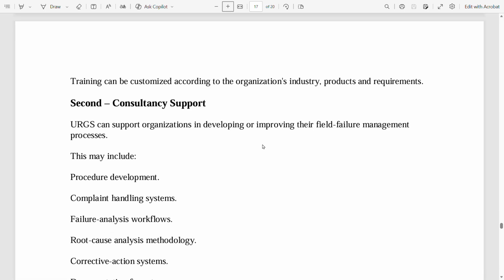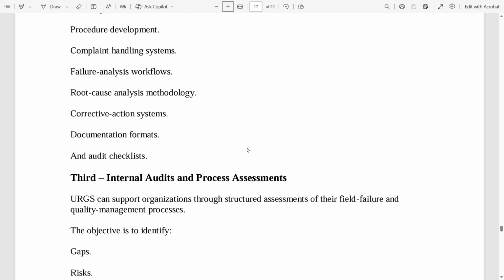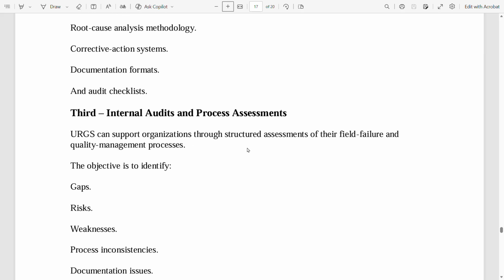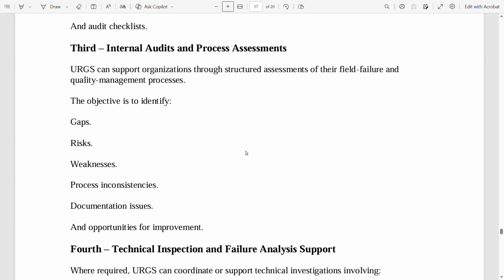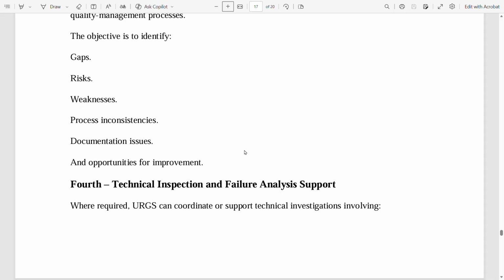Second, consultancy support. URGS can support organizations in developing or improving their field failure management processes. This may include procedure development, complaint handling systems, failure analysis workflows, root cause analysis methodology, corrective action systems, documentation formats, and audit checklists. Third, internal audits and process assessments. URGS can support organizations through structured assessments of their field failure and quality management processes. The objective is to identify gaps, risks, weaknesses, process inconsistencies, documentation issues, and opportunities for improvement.